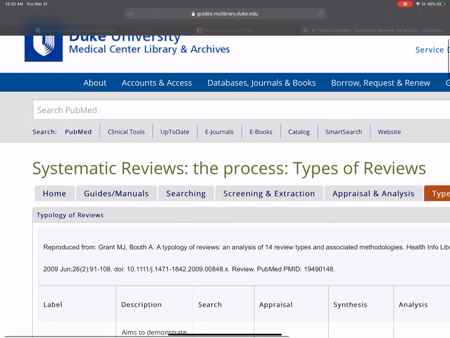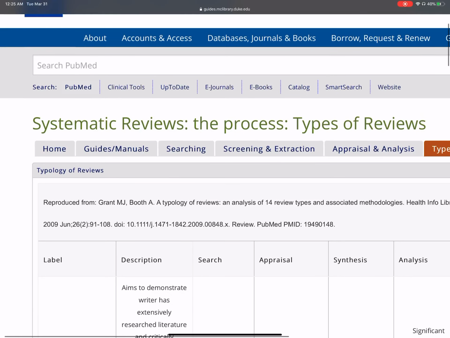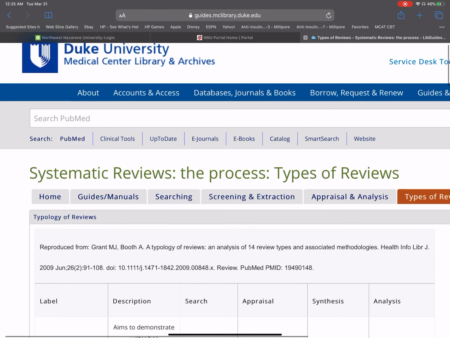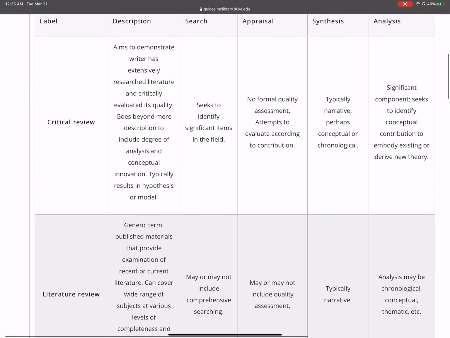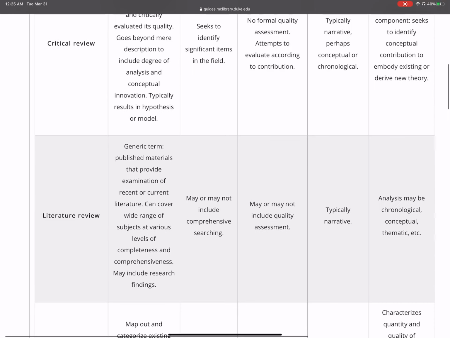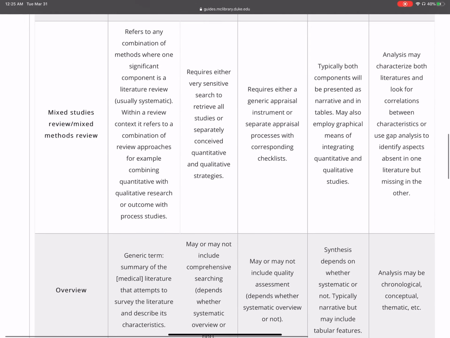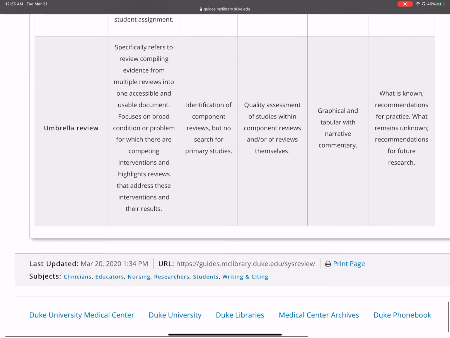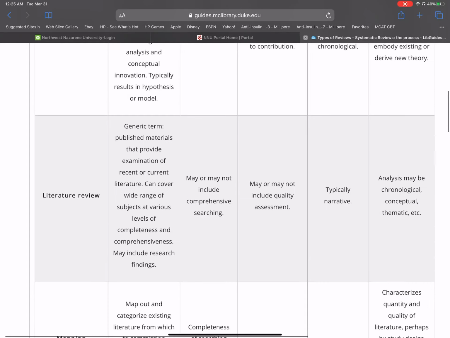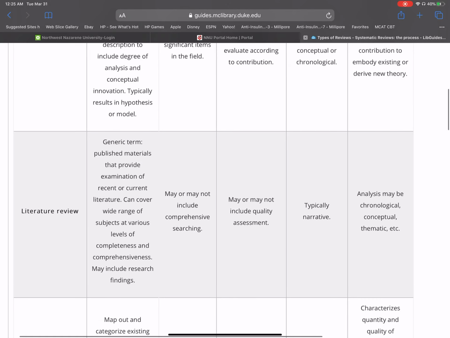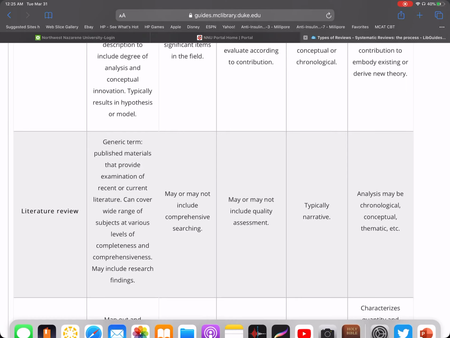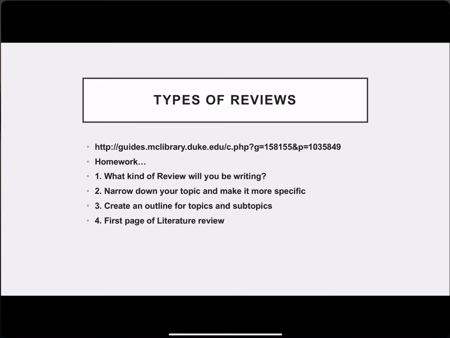Okay. There are different types of reviews. There is a world out there of people who do reviews, and reviews are done all the time. Here at the Duke University Medical Center Library and Archives, I'm showing you that there are different types of reviews: critical reviews, literature reviews, mapping reviews, meta-analysis, mixed studies, overviews, and so forth. But I just wanted to show you that we're interested in literature reviews. So, okay, let's go to it.